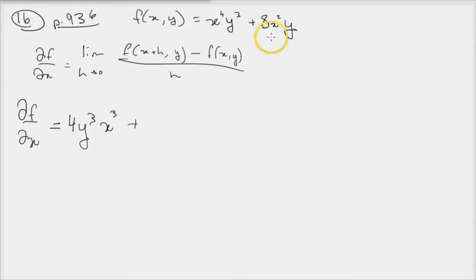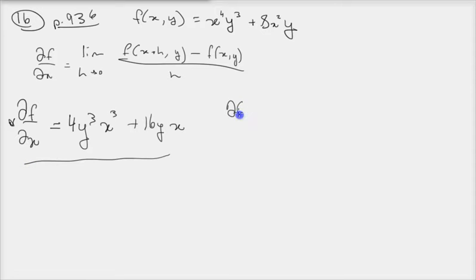Plus, next term, this y is a constant, and this 8 is a constant, so because we're differentiating x squared, we're differentiating with respect to x. We keep that 8y, and we bring down the 2, so that becomes a 16y, and that x squared becomes an x. So this is the partial derivative of f with respect to x.